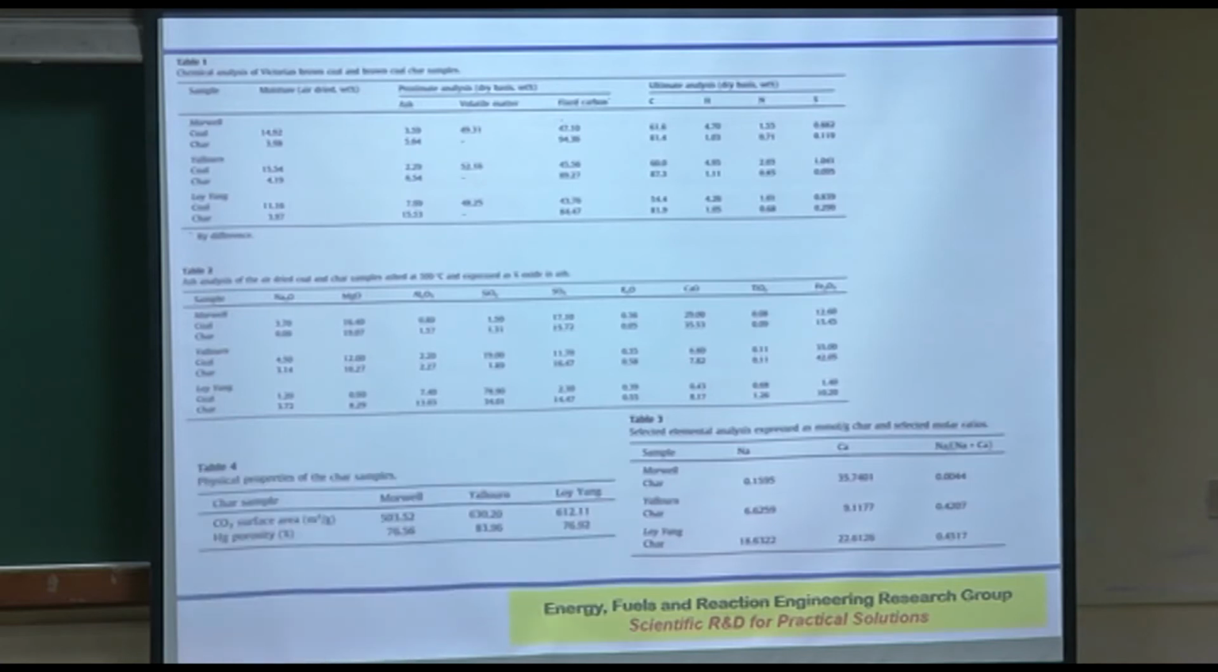And then she also looked at the physical properties of the char samples. The porosity is done by mercury porosimetry, so that's indicated as Hg porosity percent. That means these chars were 76% to 84% porous, very large porosity. Mercury is a very large molecule.